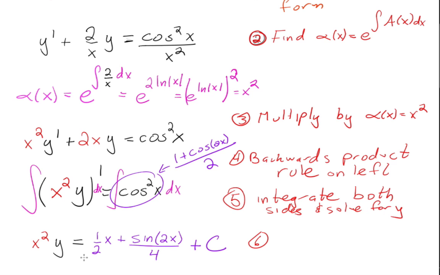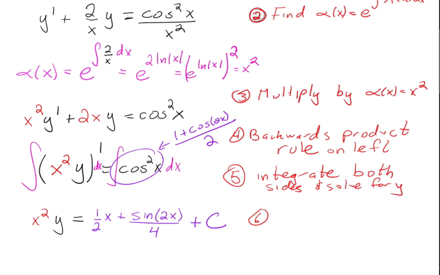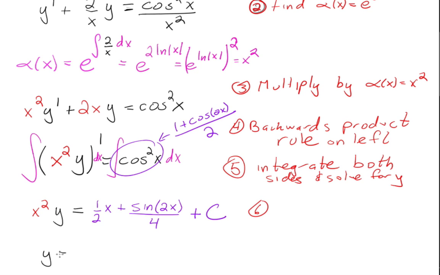Okay, so then y is equal to, if I divide by x squared, what does this one become? 1 over 2x, right? Plus sine of 2x over 4x squared plus c over x squared. And then what? You're done.